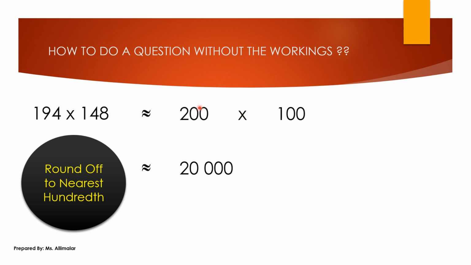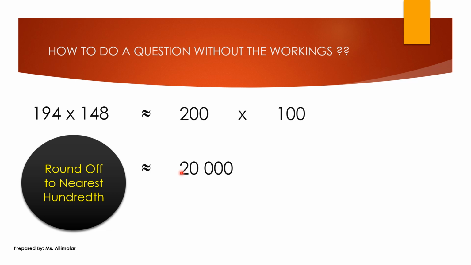Very simple. Close the zeros. You have 2 zeros here. You have 2 zeros here. Close the 2 zeros and 2 zeros. So, total 4 zeros, right? You close the 4 zeros. And what do you have left? This 2 you times with 1. What is 2 times 1? 2. Just now you closed 4 zeros, right? Write back the 4 zeros here. So the answer is 20,000.